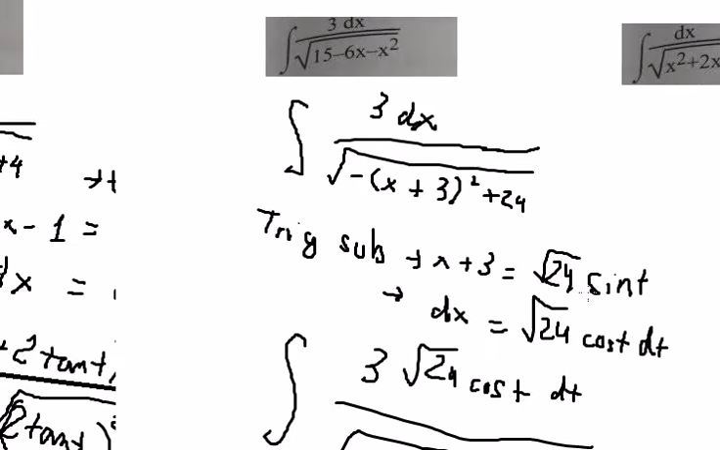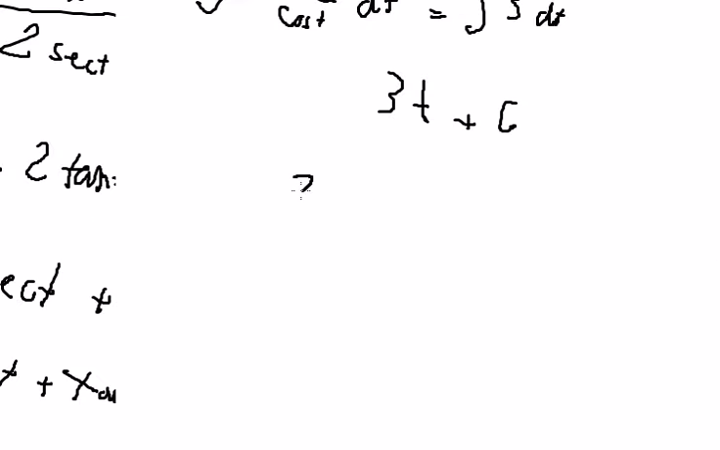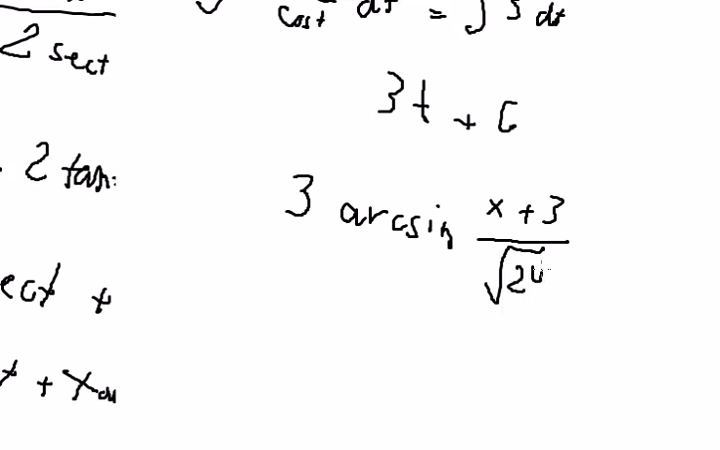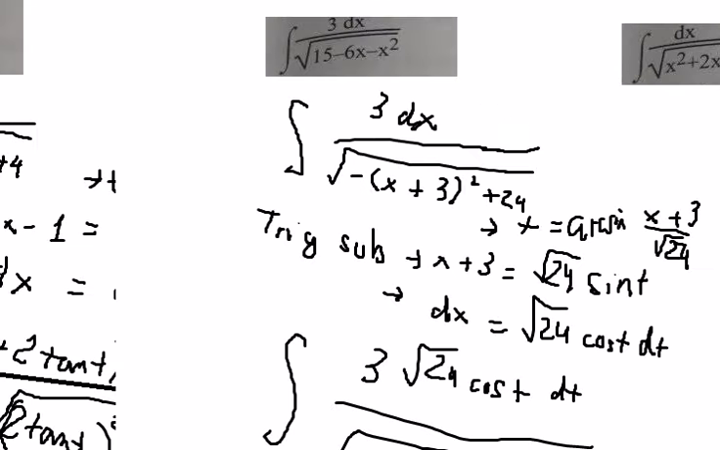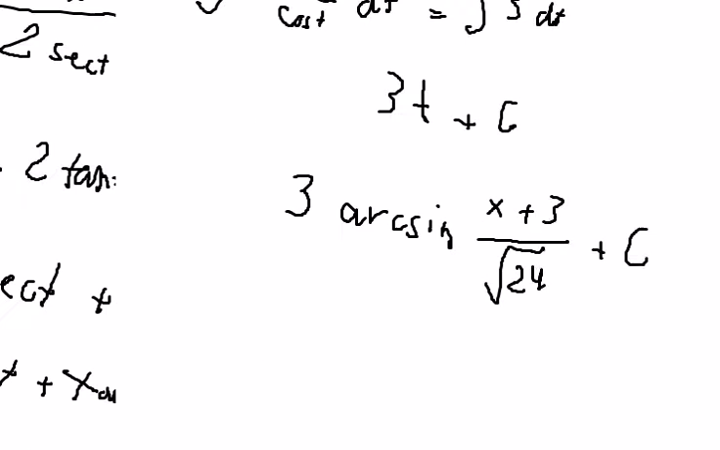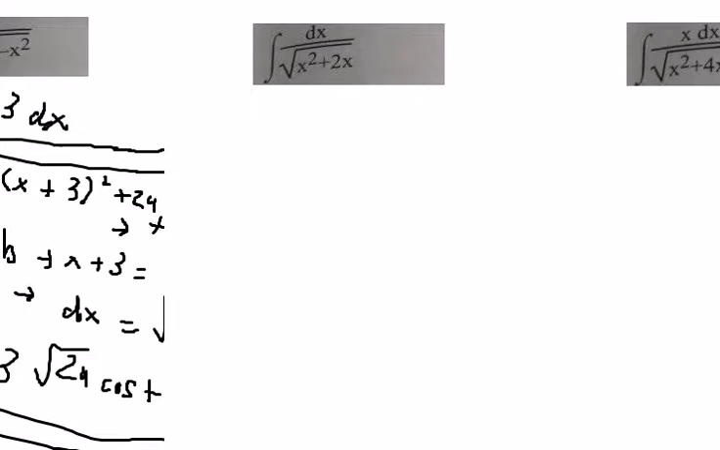About t, that's about this one. We divide both sides with the square root of number 24, and we got about t equal to arc sine x plus 3 over the square root of number 24. So we put this one go in here. And this is the final answer. So we go to the next one.